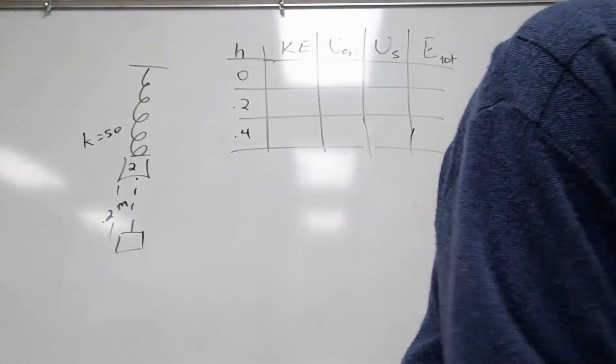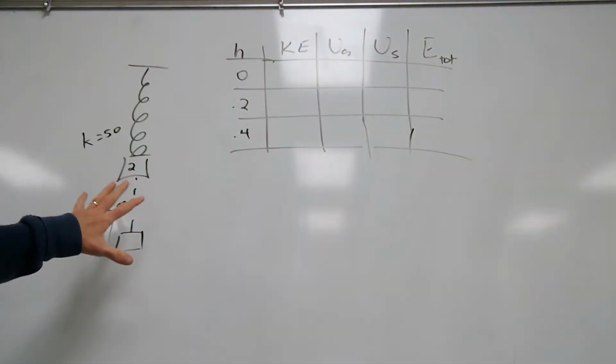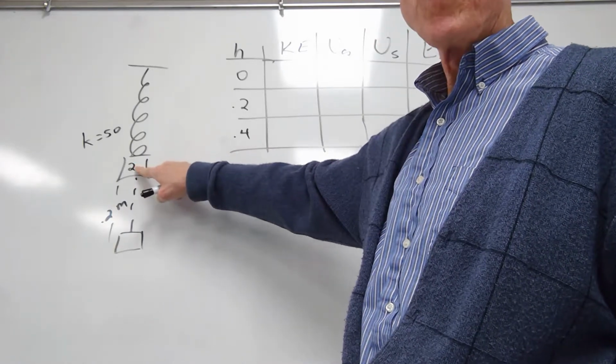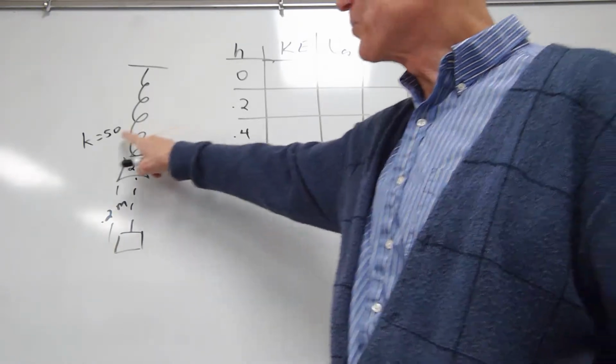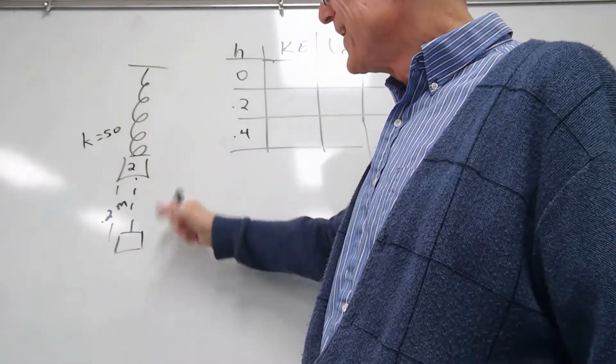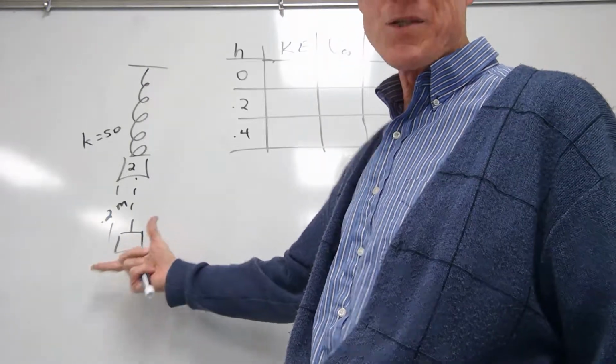Now, we're on number 29, which I've drawn on the board here. 29 says there's a vertical spring with the mass 2 kilograms hanging from it. The spring constant is 50 newtons per meter. And then the mass is pulled down 0.2 of a meter and released.